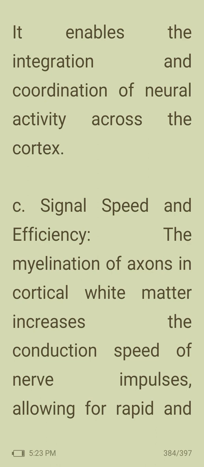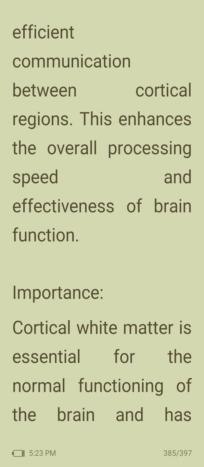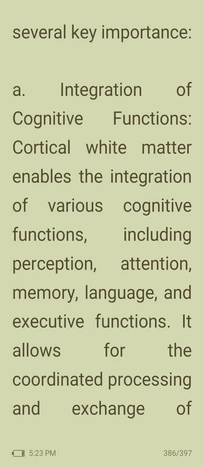Then, signal speed and efficiency. The myelination of axons in cortical white matter increases the conduction speed of nerve impulses, allowing for rapid and efficient communication between cortical regions. This enhances the overall processing speed and effectiveness of brain function. Cortical white matter is essential for the normal functioning of the brain and has several key importances, like integration of cognitive functions. Cortical white matter enables the integration of various cognitive functions, including perception, attention, memory, language, and executive functions.